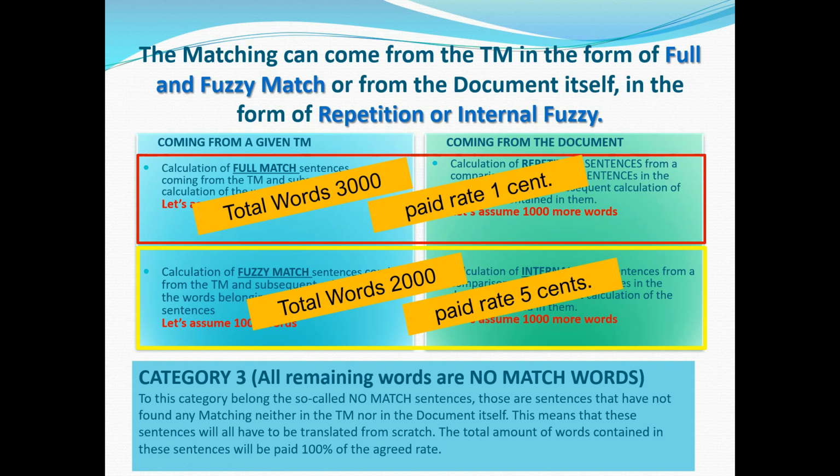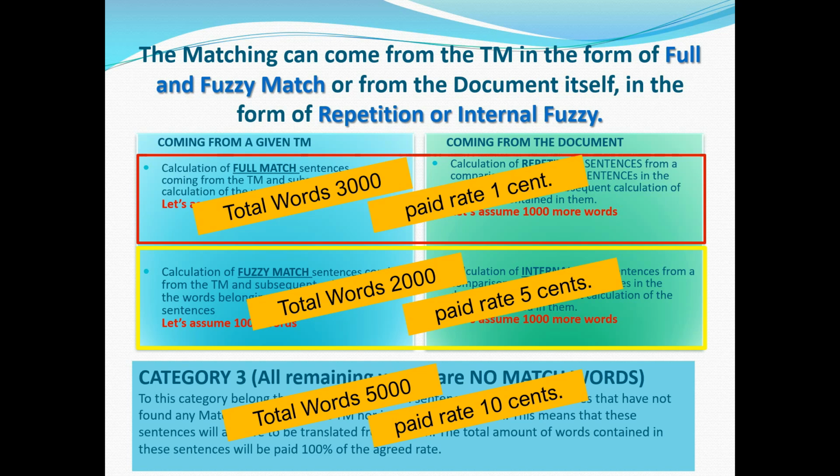So those are sentences that have not found any matching, neither in the TM nor in the document itself. This means that these sentences will all have to be translated from scratch, and the total amount of words contained in these sentences will be paid 100% of the agreed rate, which in our case is 10 cents. So the total words left, considered no match, are 5,000, and those 5,000 words will be paid 10 cents each. So here I have 5,000 plus 2,000 plus 3,000, total 10,000 words.